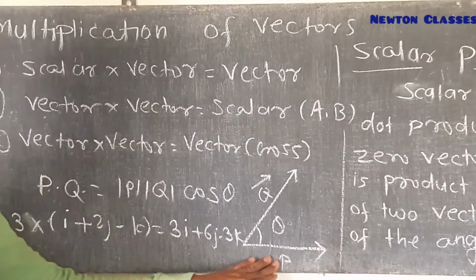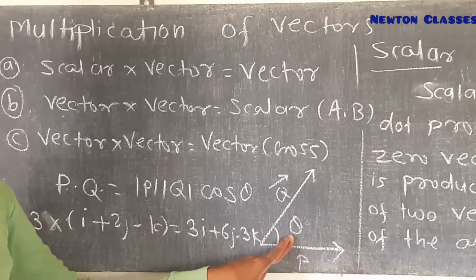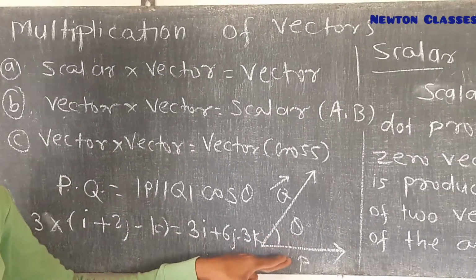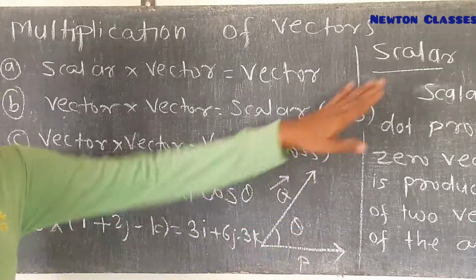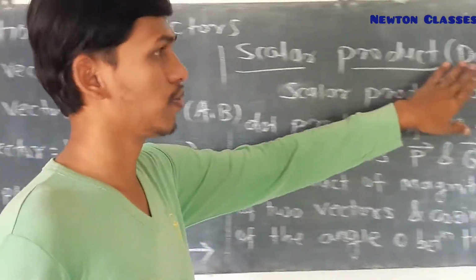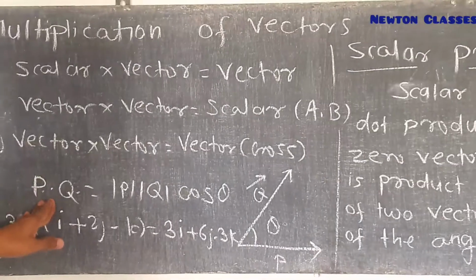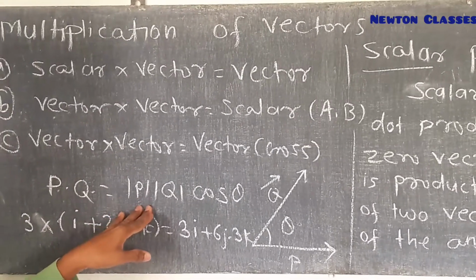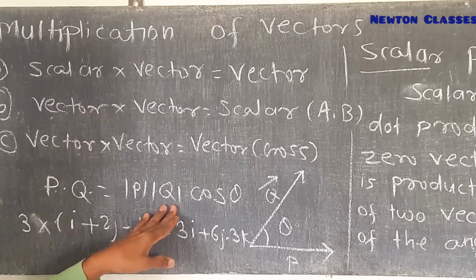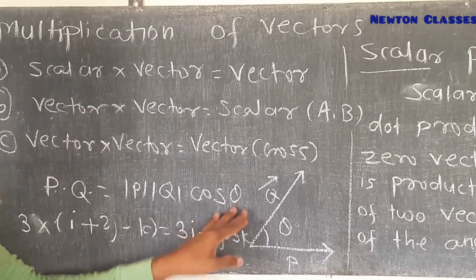Here vectors p bar and q bar make an angle theta, that is, the small angle between these two is theta. Now mathematically, the scalar product or dot product we will write like this: the dot product or scalar product between p and q is equal to the magnitude of vector p, magnitude of vector q, into cos of the angle between them, that is cos theta.